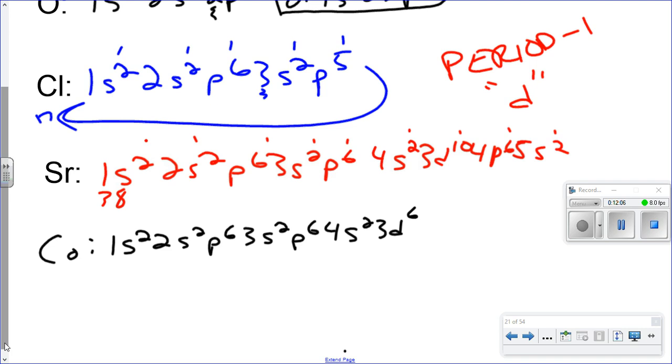1d2, 38. Sorry, I had to keep checking my math. Okay, so anyway, that's that. All right, so that's electron configuration as far as that goes.